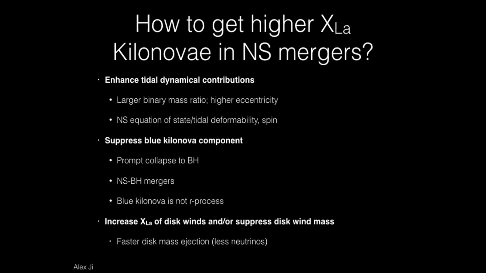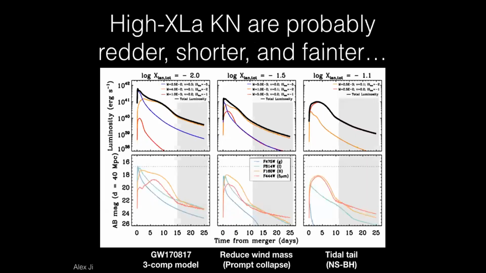Unfortunately, all three of these ways will make your kilonova harder to observe. All of these things basically make the kilonova redder, shorter, and fainter. I won't go into the details of this model, but the point is we start with a canonical model, and if you reduce the wind mass or make most of the mass come out in a tidal tail, the kilonova is going to be harder to observe. This is a little bit unfortunate, but at least we know what the target has to be. We have to make sure we're catching these very high lanthanide fraction events in order to make this comparison that we've proposed.